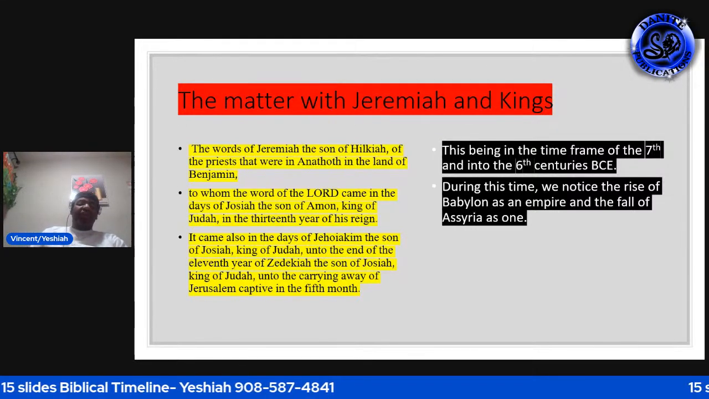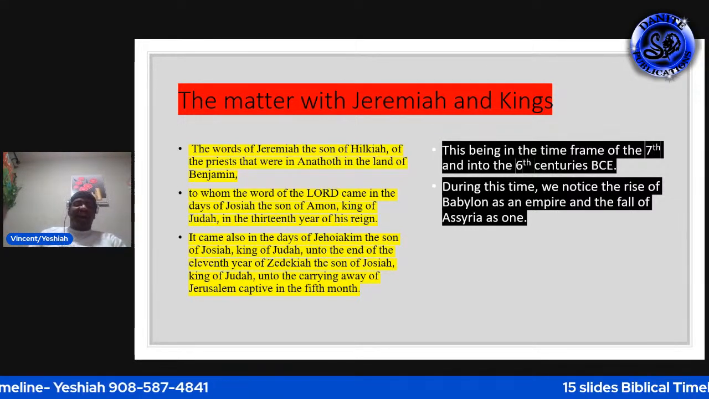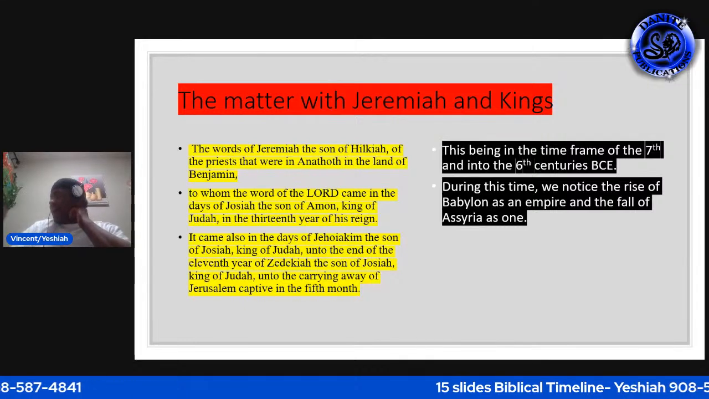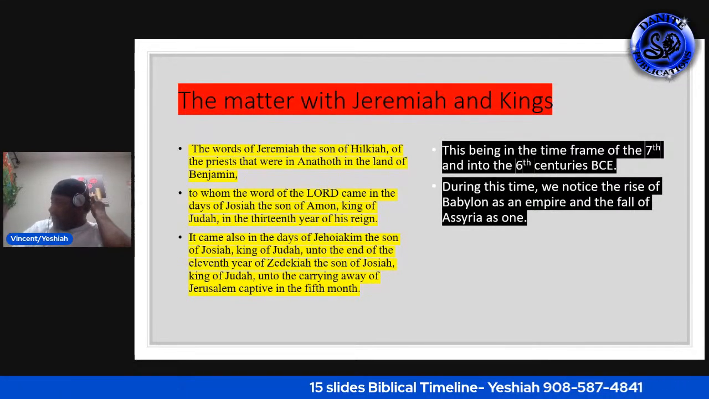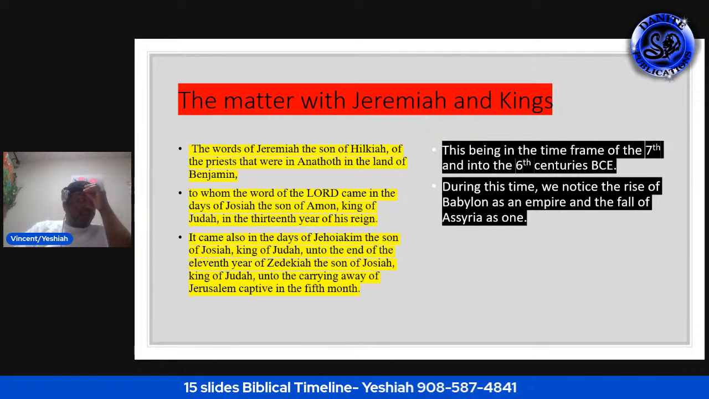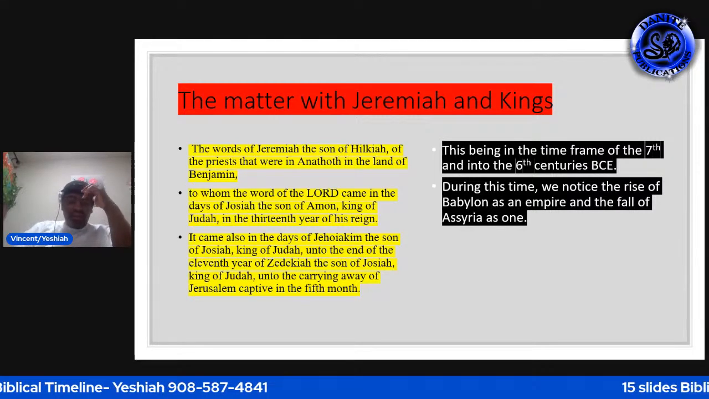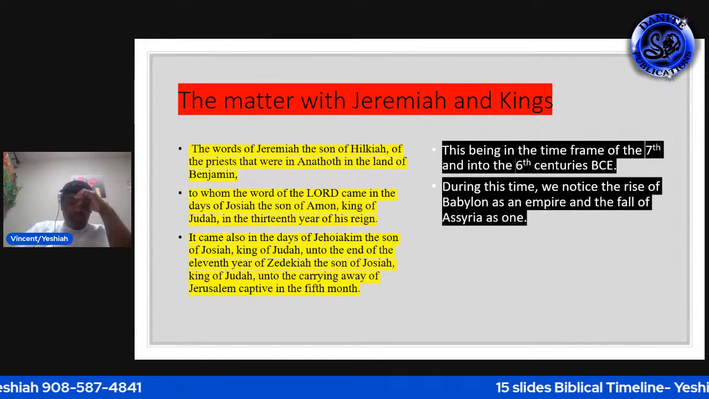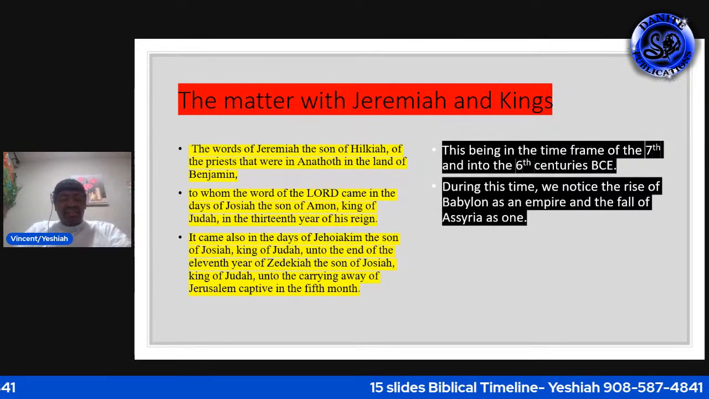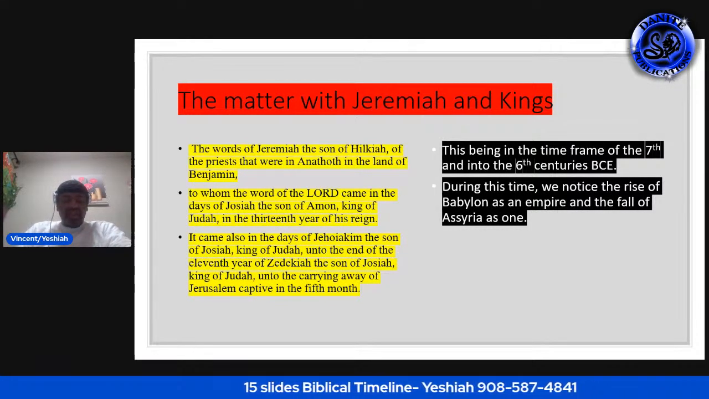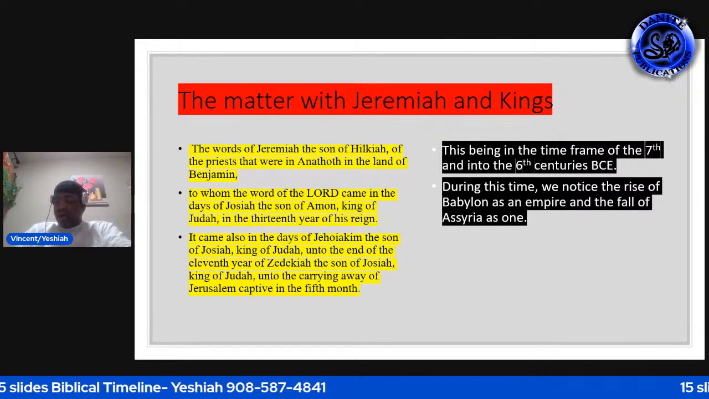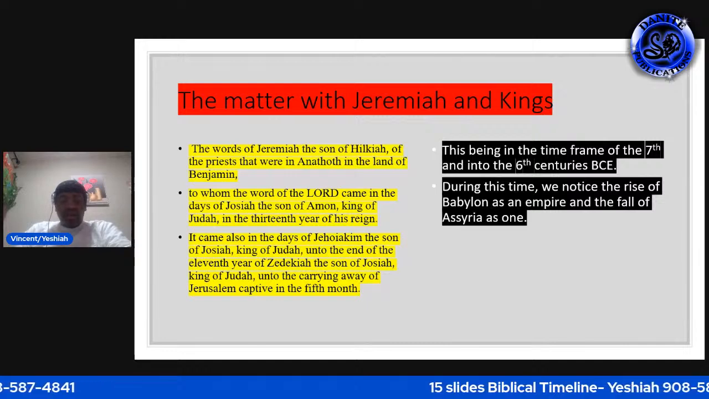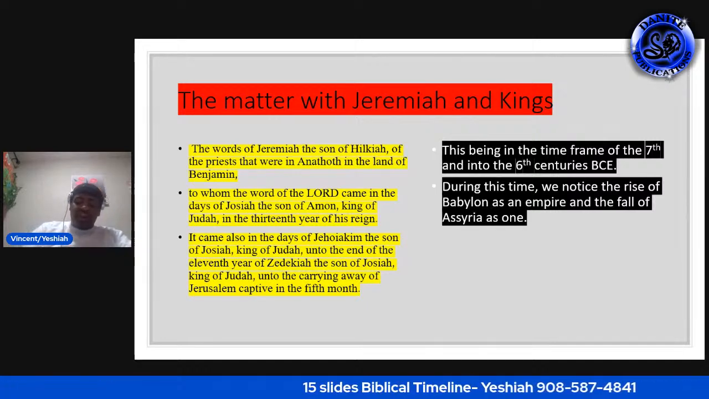The words of Jeremiah, the son of Hezekiah, of the priests. Now, Jeremiah was a Levite of the house of Aaron, and he was not a grown man when he began to prophesy. It tells you where he's from in birth. And it says too, brothers and sisters, the word of Yah came in the days of Josiah, the son of Amon, the king of Judah in the 13th year of his reign.